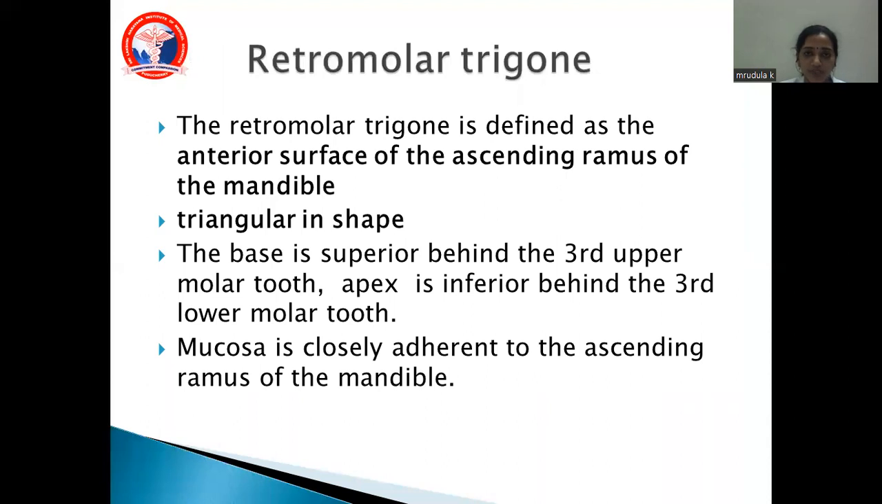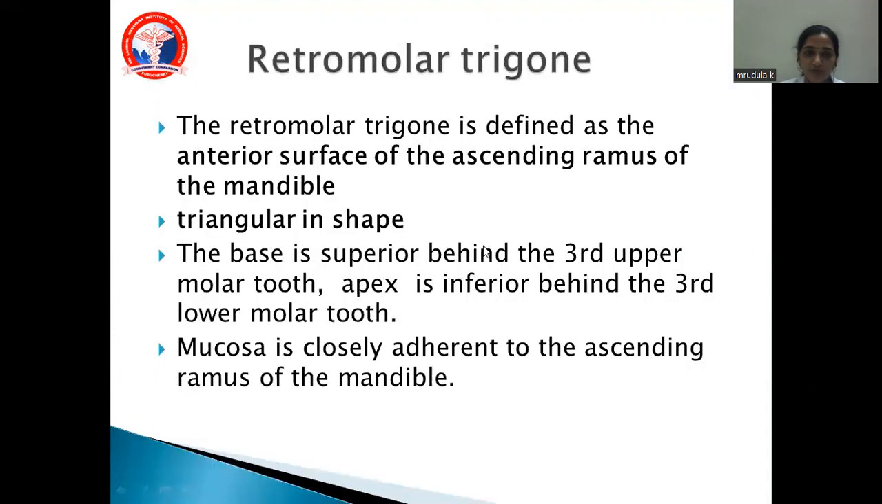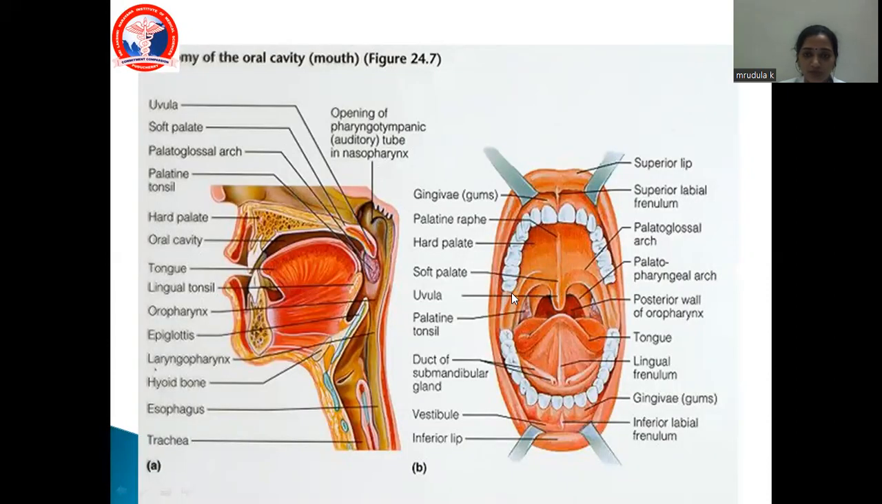Coming to the retromolar trigone, it is a very important region in oral cancers. It is defined as the anterior surface of the ascending ramus of the mandible. So it is somewhere here. It is usually triangular in shape. The base is superior, behind the third upper molar tooth, and the apex is inferior, behind the third lower molar tooth. And the mucosa is closely adherent to the ascending ramus of the mandible. So this is the retromolar trigone roughly.